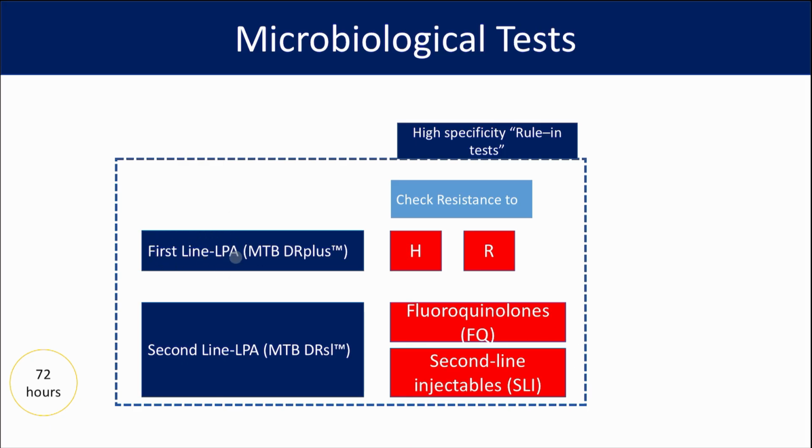So just now we discussed the line probe assay. Line probe assay is another form of investigation, which is done on the second sample. So first line probe assay is also called MTB DR plus, and the second line is MTB DRSL, that is second line. Okay, first line checks for the resistance pattern to H and R, and second line checks for fluoroquinolone as well as the second line injectables, and it gives the result within 72 hours. Remember, your CBNAAT was giving the result in 2 hours, but this gives the result within 72 hours.